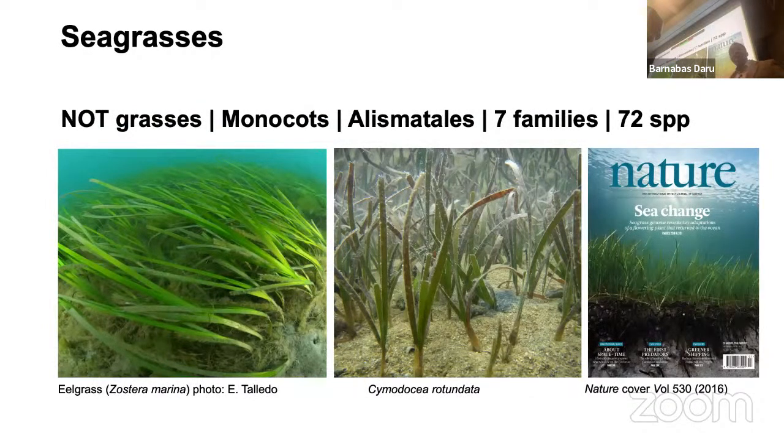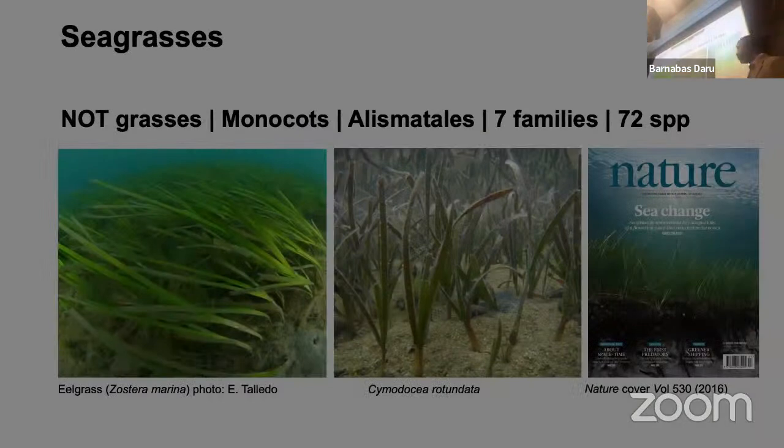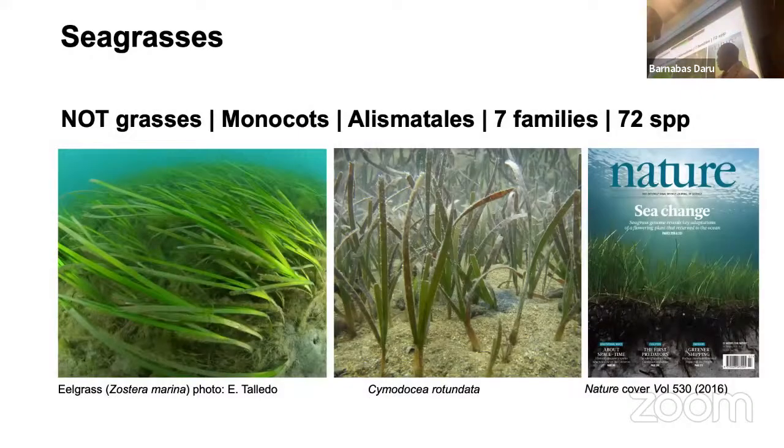grasses, but they are monocots, and they belong to the order Alismatales. There are 7 families and 72 species distributed along the coastlines of the world. And these are some examples of seagrass meadows that you can find, like the eelgrass is very common along most coastlines of North America, as well as Cymodocea rotundata. And more recently, the genome of the eelgrass, Zostera marina, was published in Nature in 2016.